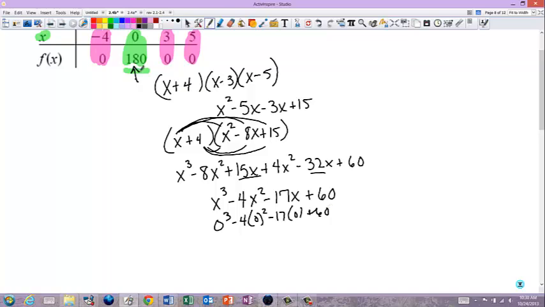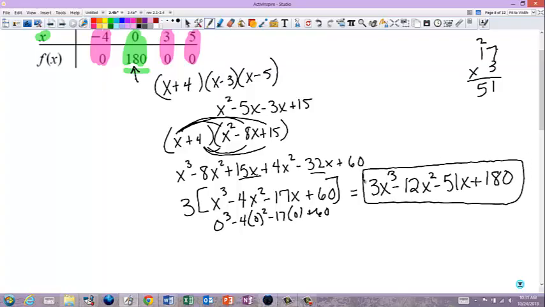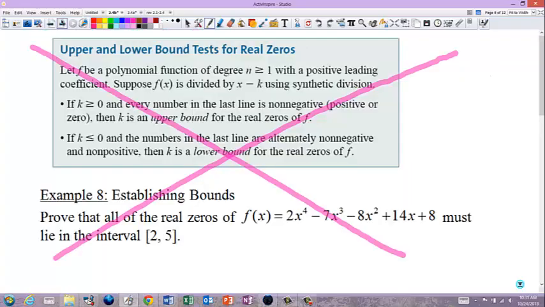So if I multiply the entire thing by 3, am I changing the zeros? No, I'm just stretching it vertically. 3x cubed minus 12x squared minus 51x plus 180. Now it matches the table. Yay. We skip that.